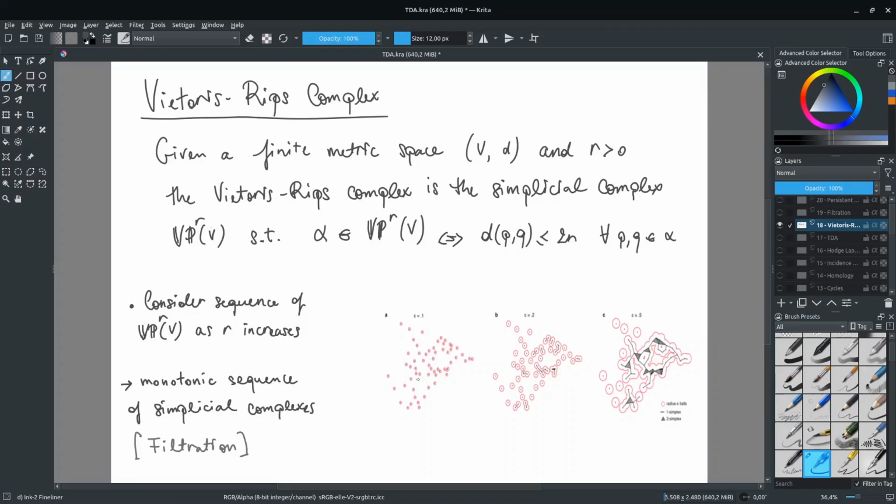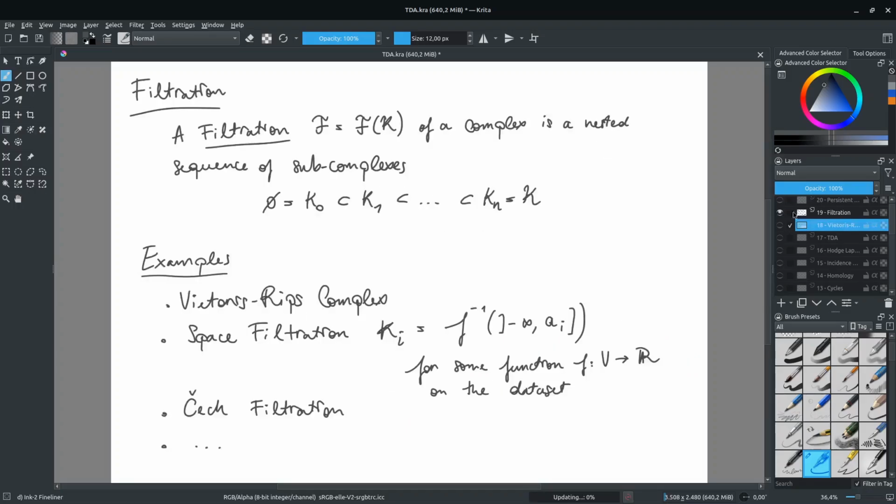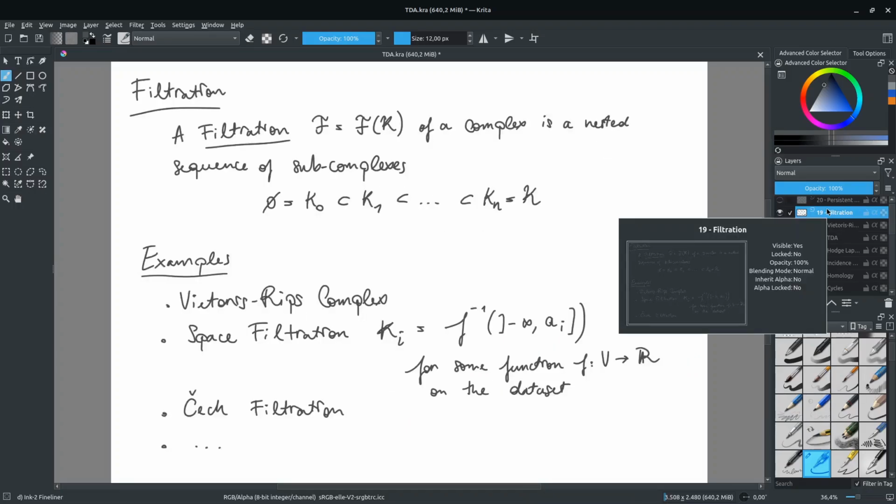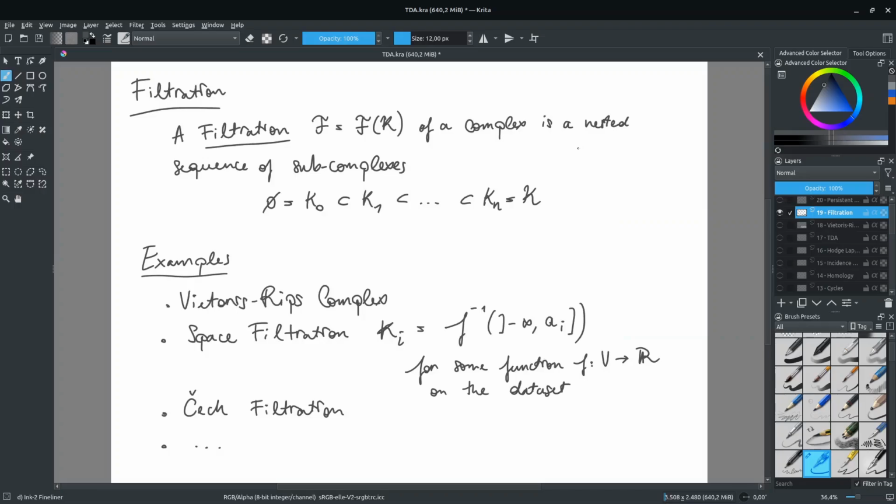So I have a sequence of simplicial complexes. They're also all included one in the other. So this complex is included in this one, which is included in this one, and so on. So I have a monotonic sequence of simplicial complexes, also known as a filtration. Formally, a filtration is just a sequence of subcomplexes, so you can think of it as growing in time. They have to be included one in the other.